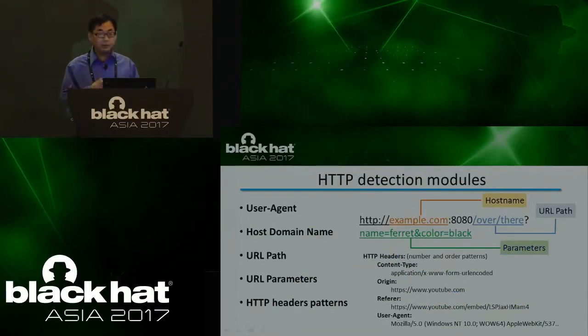Okay. Since we are doing HTTP URL detection, let's first take a look at the components of HTTP. Looking at the URL, we can see there's the host domain name, and there's the URL path. Basically, it's like a file path on the server. Then there's a question mark, and after that come the parameters. Parameters look like just key-value pairs separated by the ampersand. So our detection module looks at 5 components.